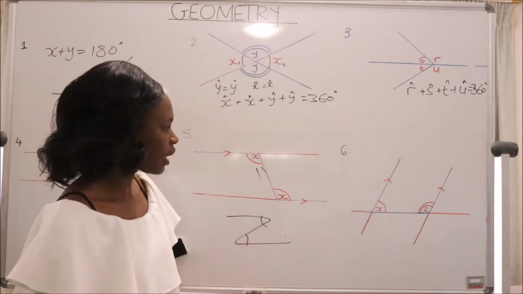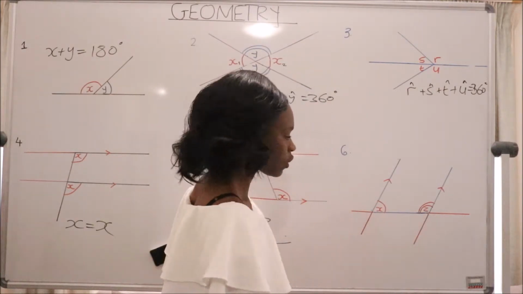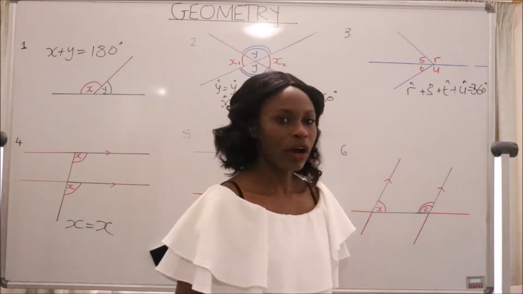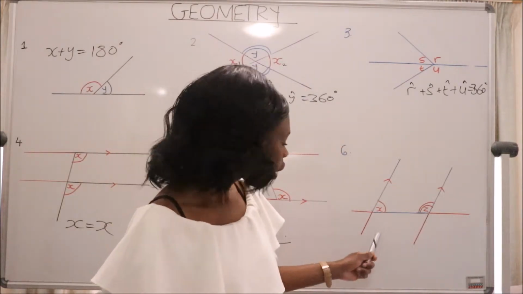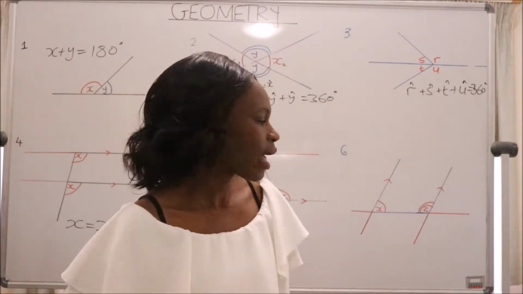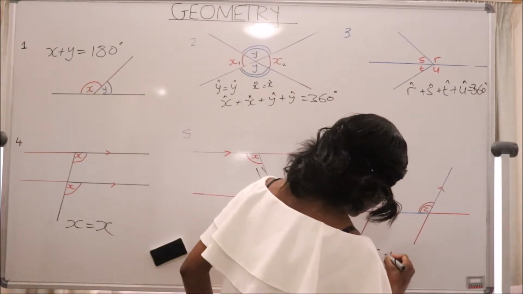So with the sixth one, as you can see, this angle here is not equal to that angle there. What happens with these two angles is that they are co-interior angles. The co-interior angles of parallel lines are always supplementary angles. That means that when you add those two angles, they must give you a sum of 180.